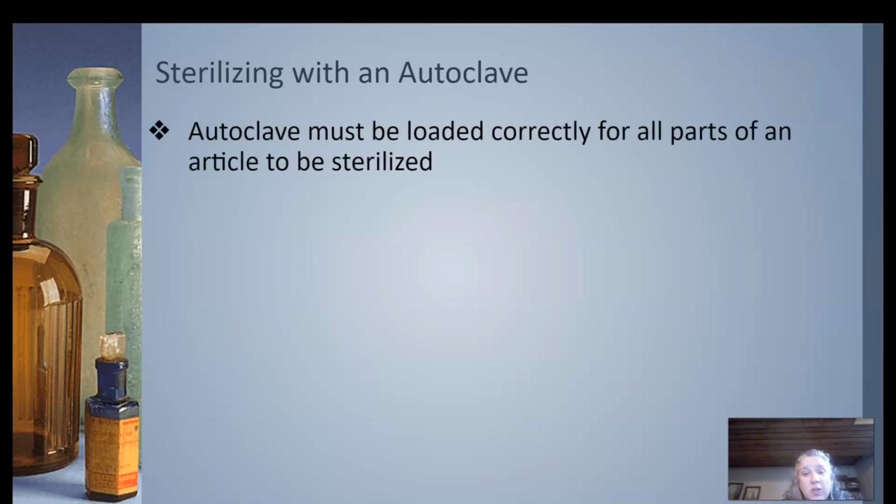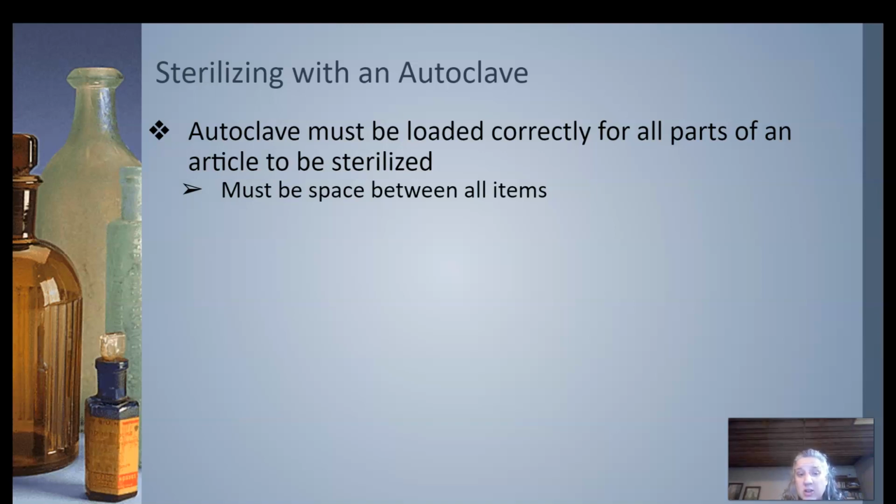The autoclave must be loaded correctly for all parts of an article to be sterilized. There must be space between all items. So again, just like the dishwasher, if you've ever gotten in trouble for overloading the dishwasher, if you put bowls into the dishwasher and they're all stacked on top of each other, they're not going to get clean. Or if you have a bunch of plates very close together, those are not going to get cleaned also. So it's going to be the same in the autoclave.